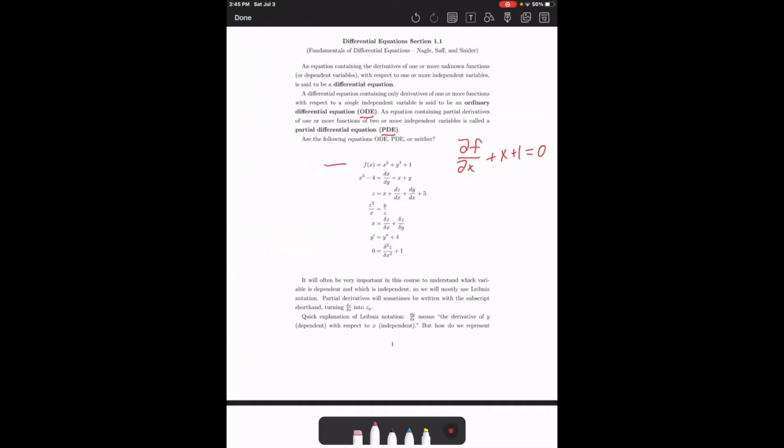Our first example, f of x is equal to x squared plus y cubed plus 1. And we are asked, is this an ODE, an ordinary differential equation, a PDE, a partial differential equation, or neither? This one clearly is neither. There's no derivative in there. We have many different ways that we write derivatives, the Leibniz notation, the partial Leibniz notation, or just the prime notation. None of those are here. This is just not a differential equation at all. So this is neither.